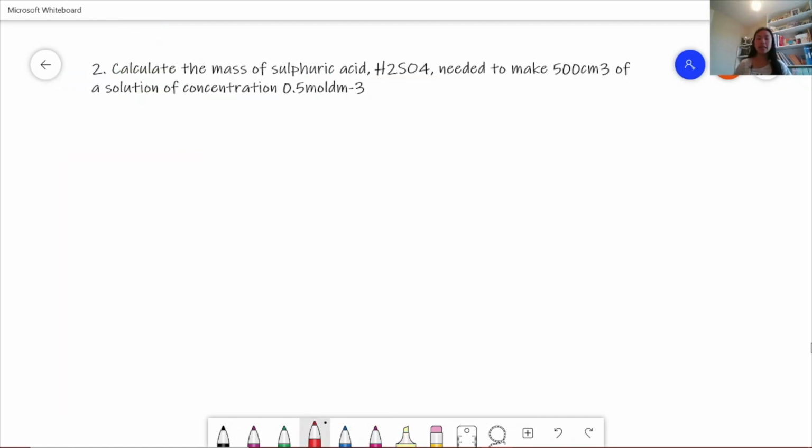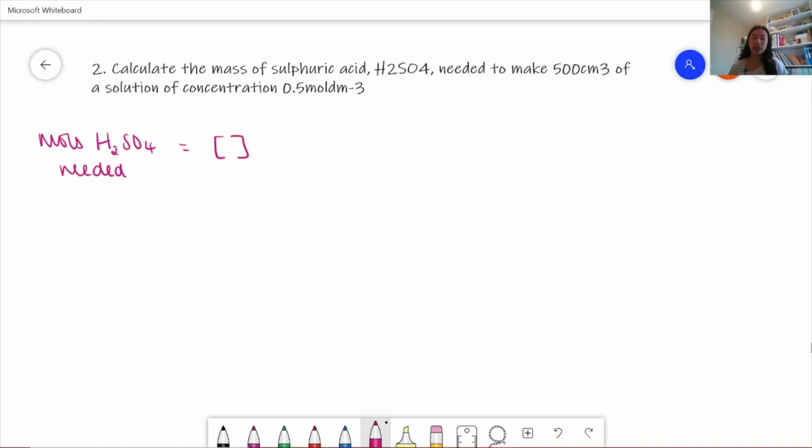So for this second example, we're going to calculate the mass of sulfuric acid needed to make 500 centimeters cubed of a solution of concentration 0.5 moles per decimeters cubed. And so firstly we have a look at how many moles of sulfuric acid we'll need to make this solution. So we have that the moles of sulfuric acid needed is equal to the concentration of the solution multiplied by the volume of the solution.